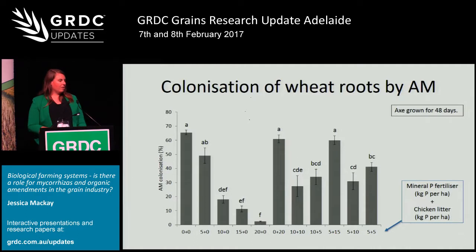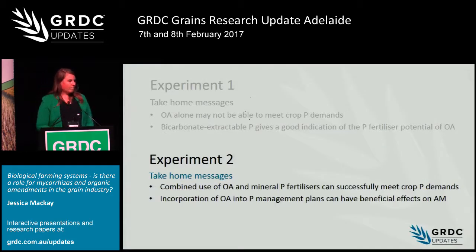I then investigated the colonisation of these wheat roots by arbuscular mycorrhizas, and I found that there was a decrease in colonisation with increasing amounts of mineral phosphorus, high colonisation when only chicken litter was used, and also a reasonably high level of colonisation in most of the combination treatments. So the main conclusions from this experiment were that the combined use of organic amendments and mineral phosphorus fertilisers can successfully meet crop phosphorus demands, while at the same time reducing our reliance on mineral phosphorus fertilisers. And the incorporation of organic amendments into the phosphorus management plan can have beneficial effects on arbuscular mycorrhizas.